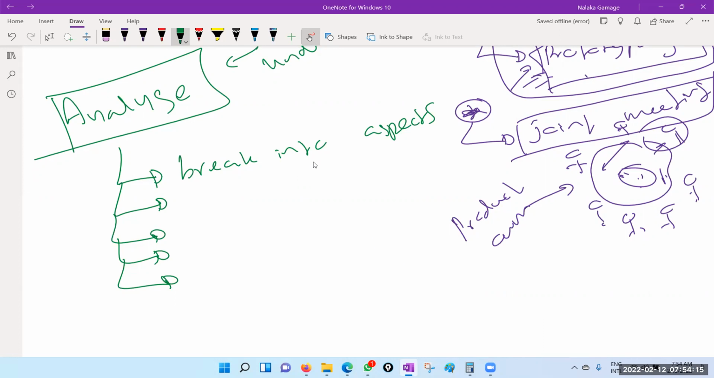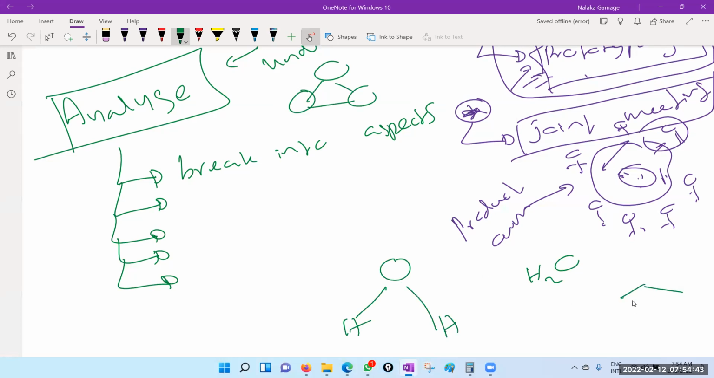Then once we break it, we want to see how the parts are related. You break it and see how they are related. We know that water is H2O. You break it into hydrogen and oxygen, and then we say how they are related. We know they are related like this, if I can remember correctly. Then benzene, right?